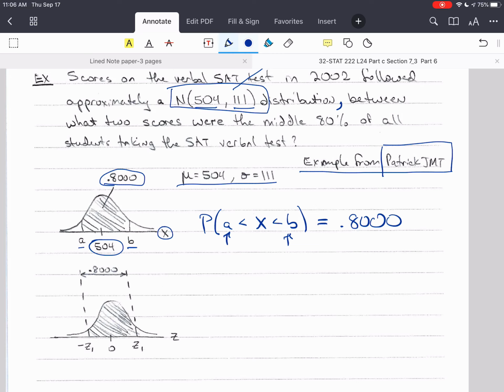So again, what we do is we go to our z-table, because that's where we can use probabilities and get z-scores, and if we have the z-score, then we can use the formula x equals mu plus z times sigma to figure out these raw scores. But we have to have a z-score to do that.